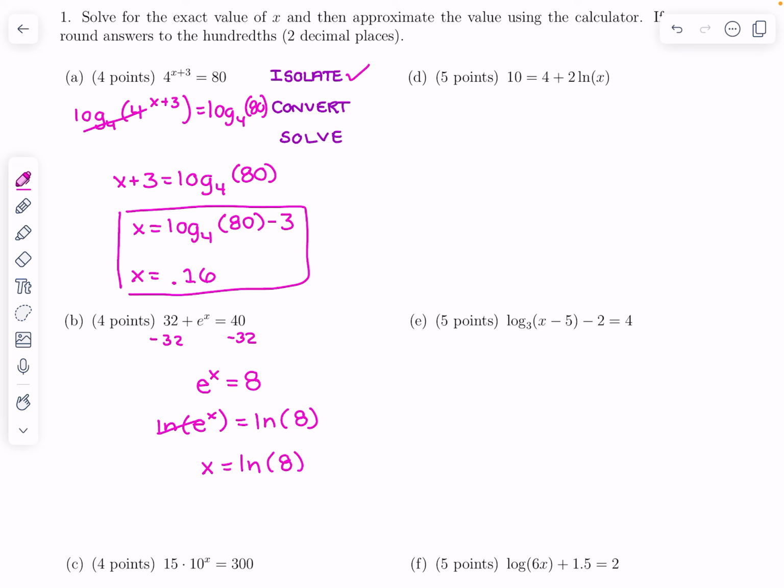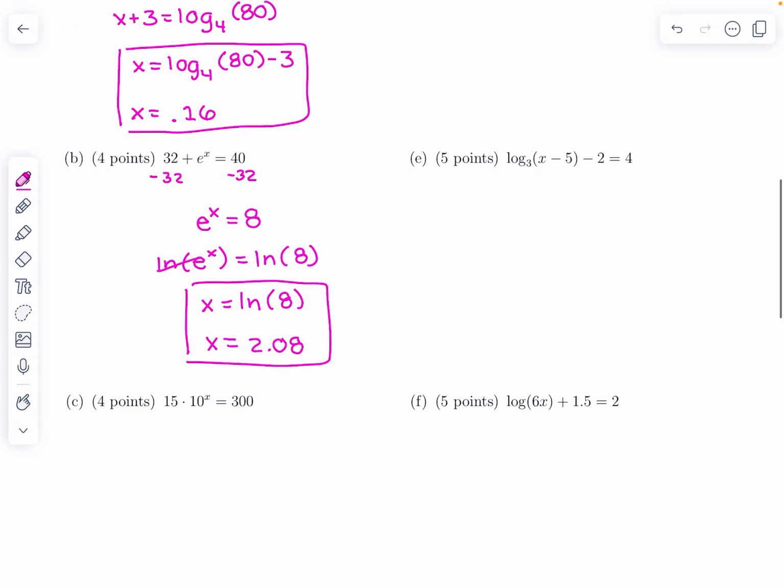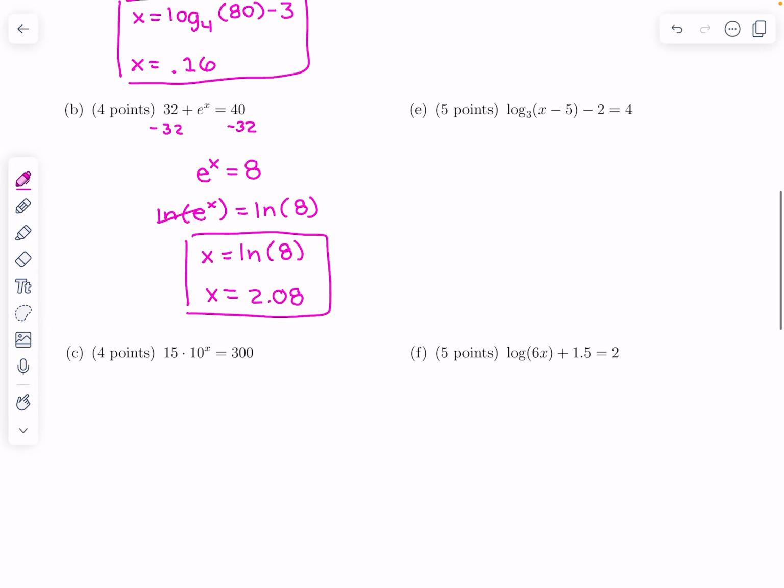That's the exact answer. I'm going to get a rounded answer by plugging into my calculator. Ln of 8, and rounding to 2 decimal places is 2.08. There's an exact answer and a rounded answer. I'm going to keep going down to the next exponential.